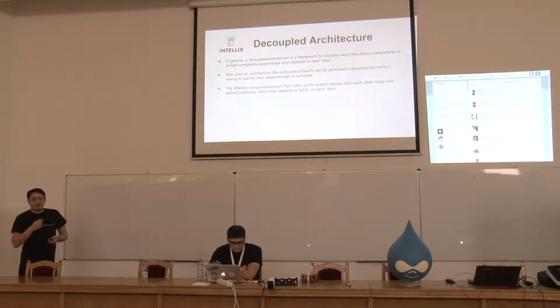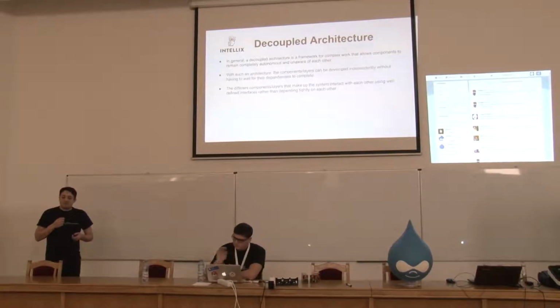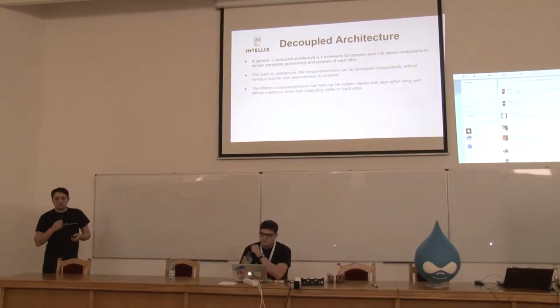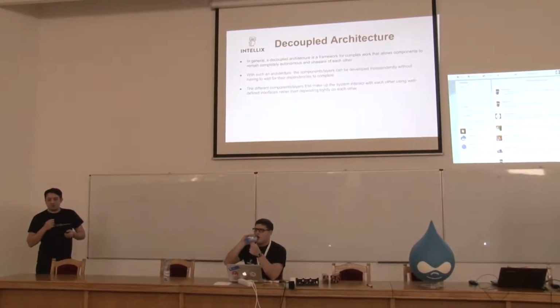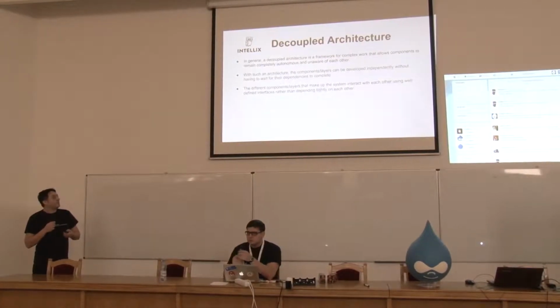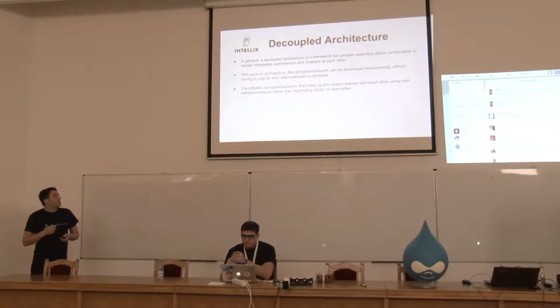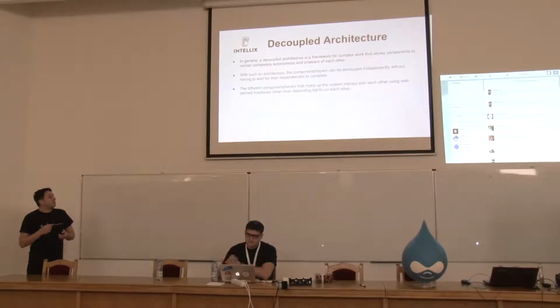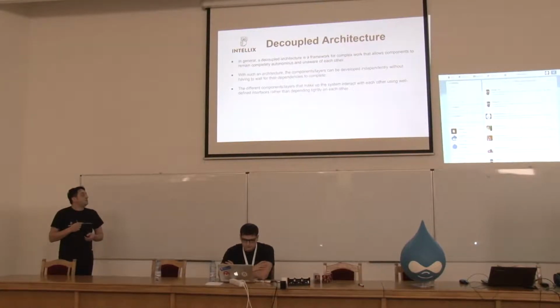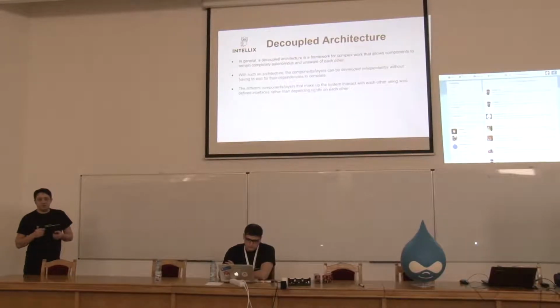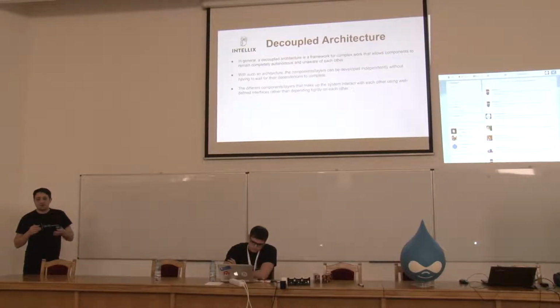So what decoupled architecture, or loosely coupled architecture, means: it is an architecture where its components are autonomous and unaware of each other. With such an architecture, the components and layers can be developed independently without having to wait for their dependency to complete. An example of this would be, let's say, a front end and a back end.